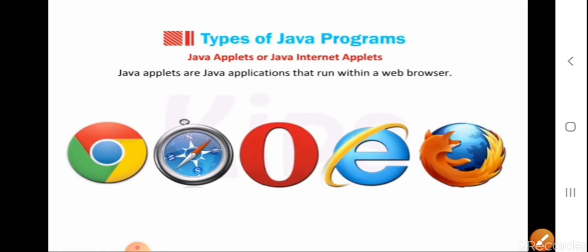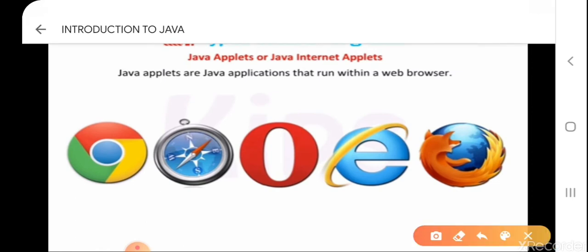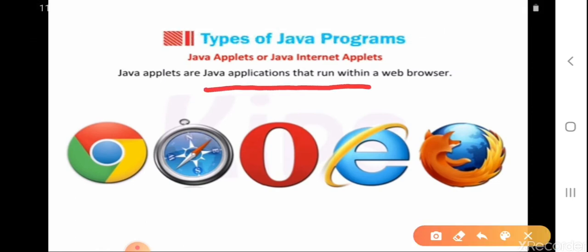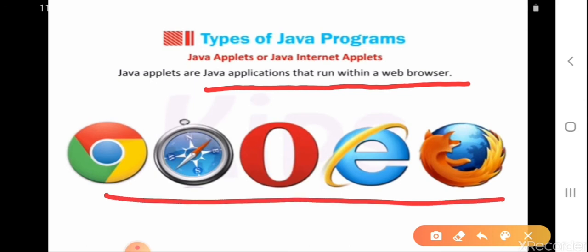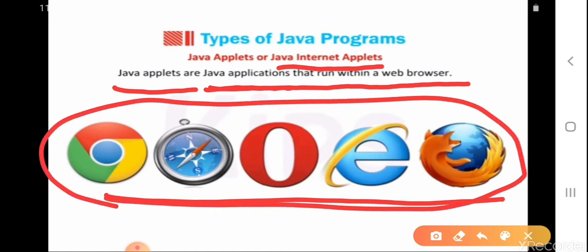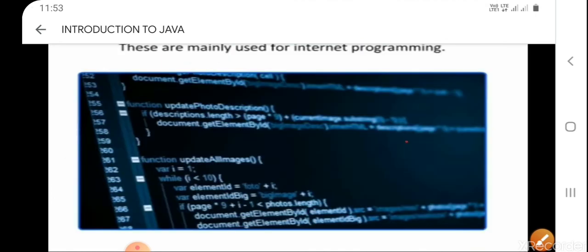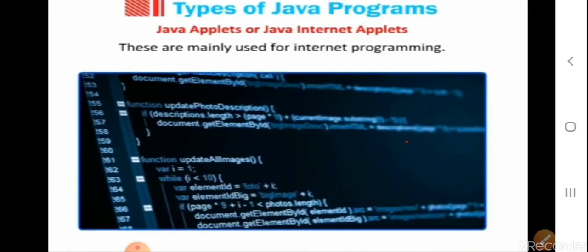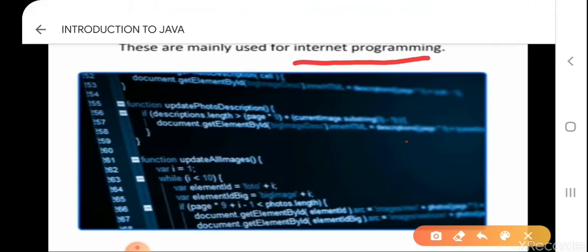Now, the next type of Java programs is the Java applets or the internet applets. Java applets are the Java applications that run within a web browser. So these are different types of browsers, and Java internet applets run within these types of browser. You already know what a browser is. Now these type of applications are mainly used for internet programming.